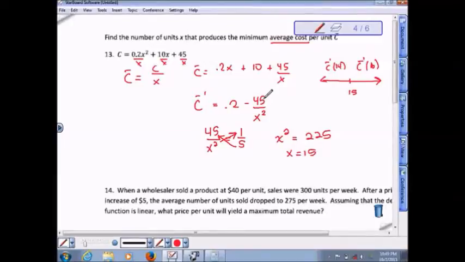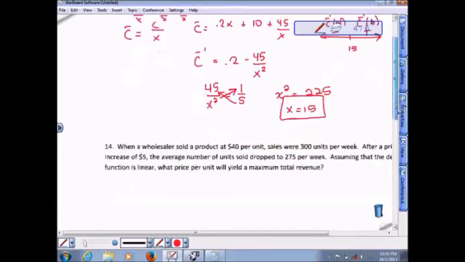So if we plugged in a 14 squared, 45 over 196, if you take that from 0.2, that's going to result in a negative value. C bar prime of 16 would result in a positive value. So it means the graph is decreasing on that interval, but now it's increasing on that interval, so indeed, this relative extreme here is a minimum. Okay. And the question was asking, find the number of units x that produces the minimum average cost. It wasn't asking for the actual average cost. So x equals 15 is the answer.